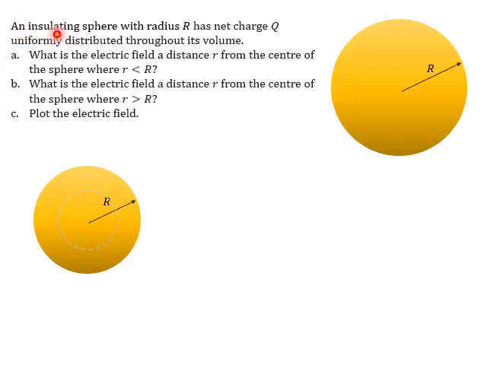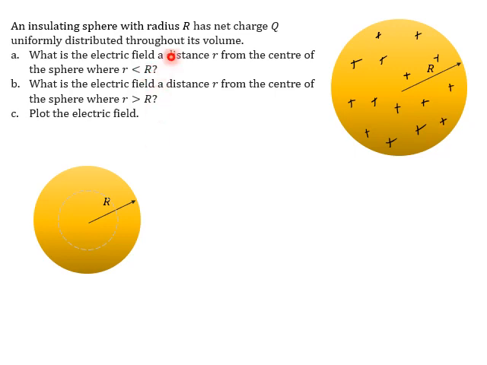In this problem, we have an insulating sphere. It has radius r and net charge q uniformly distributed throughout its volume. What that means, uniformly distributed throughout its volume, is that this is a ball or sphere of charge, and it has some extra positive charge, and all of those positive charges are evenly spread out everywhere. They're not more concentrated in one place than any other.